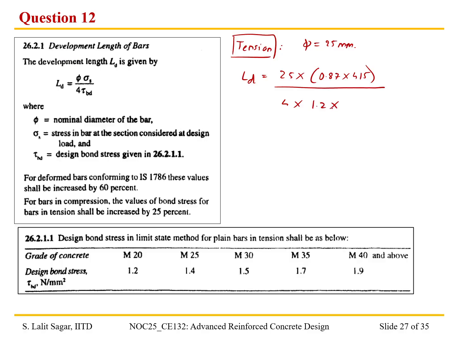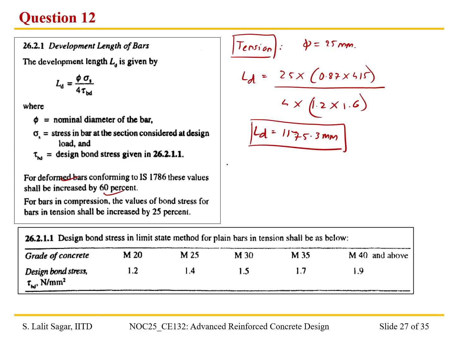Are there any modification factors? Yes, because we are considering a deformed bar, we need to increase by 60%, so into 1.6. So the value of development length in tension is 1175.3 millimeter. Now we'll do the same exercise for the rebars in compression.